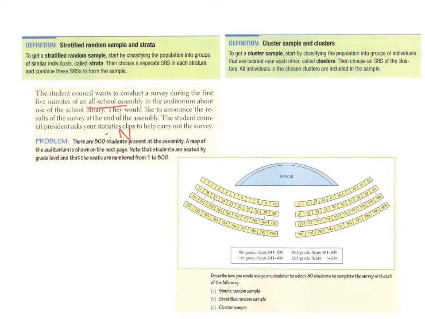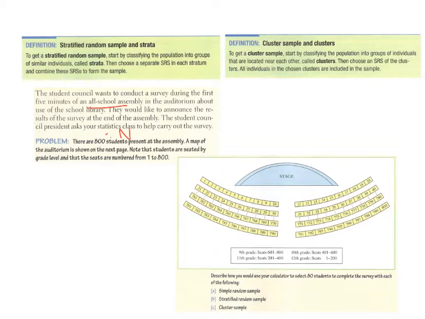Okay, so here's a map of the auditorium, and note that the students are seated by grade level and that the seats are numbered from 1 to 800. Okay, so how are we going to sample this? What would be the best way to sample this? So you have ninth graders, who are sitting in seats 601 to 800. Okay, and then you have 10th graders in 401 through 600, 11th graders in 201 through 400, and 12th graders in 1 through 200.